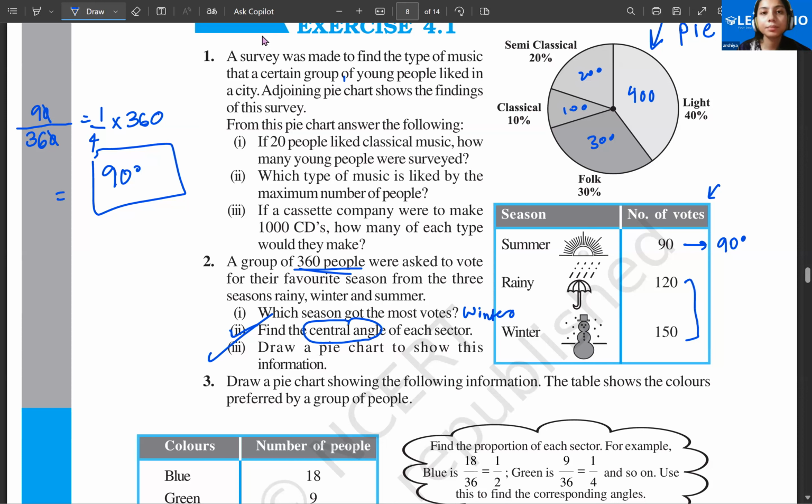Mom, I have a question. What's the percentage for each of the things then? We have to write the percentage also, right? No, no need. Where will you use it? At what point? They're not asking it in the question.